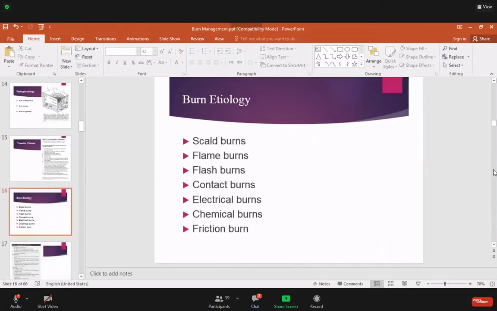Okay, the types of burns we already discussed. The types of burns are according to the etiology: scald burns because of hot liquids, flame burns because of fire, flash burns because of flash guns or flash sprays, contact burns because of friction, electrical burns because of lightning or electric shock, chemical burns because of gases or chemicals, and friction burns, which again are contact burns. So these are the different etiological factors that can lead to burns in a person.